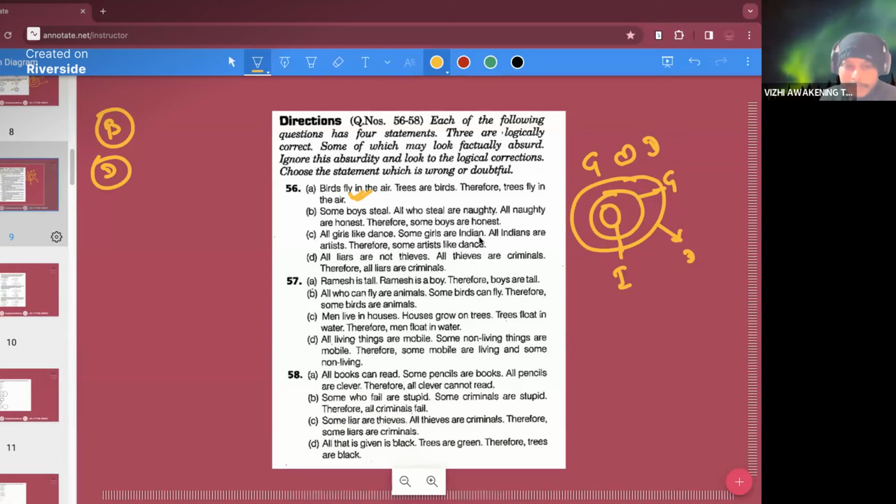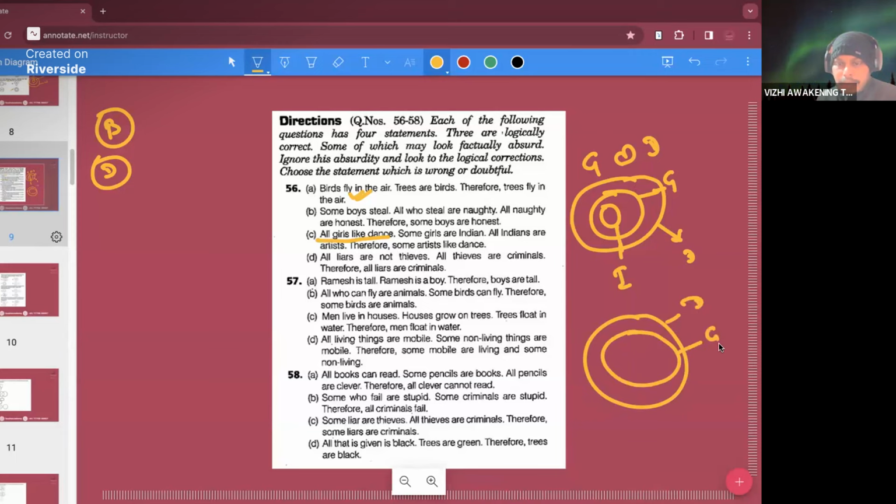All girls like dance. So dance is here, girls are here. Some girls are Indian. If this is dance, this will be our girls. This is how it will be represented. Since some girls are Indian, but all the girls like dance, this will be your Indian one, but it will be inside the dance circle only because they will eventually like dance. All Indians are artists, so it will be somewhere here. Hence, some artists like dance.